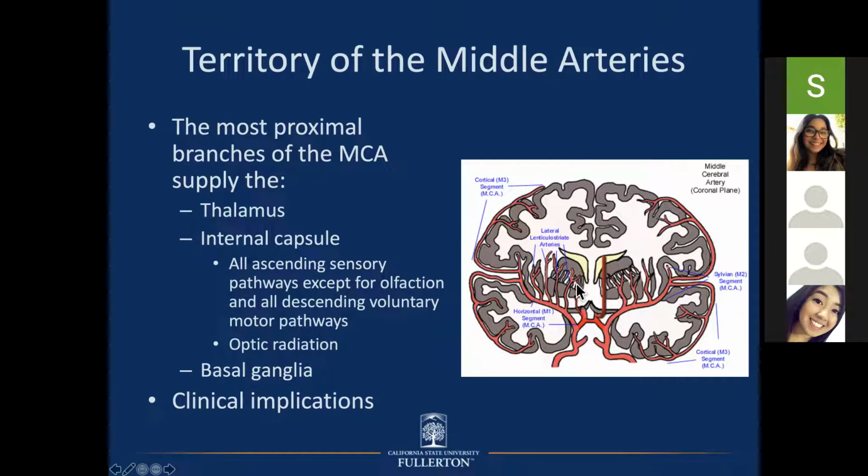There it is. That's the internal capsule. Oh, okay. Yeah. So MCA, lenticulostriate arteries, internal capsule. Okay, that makes sense. Are you with me?